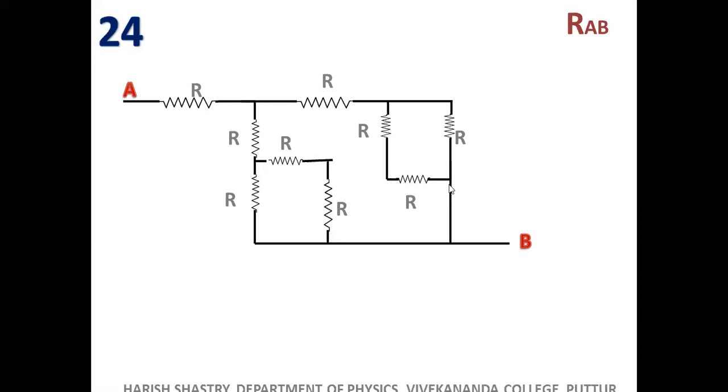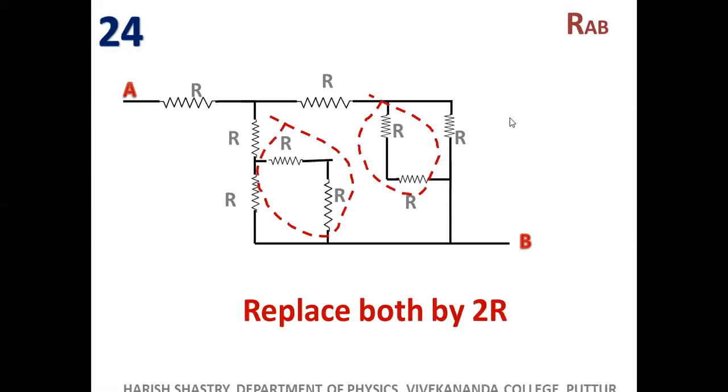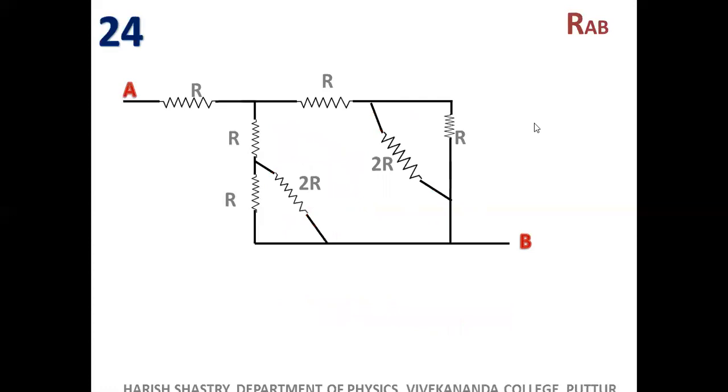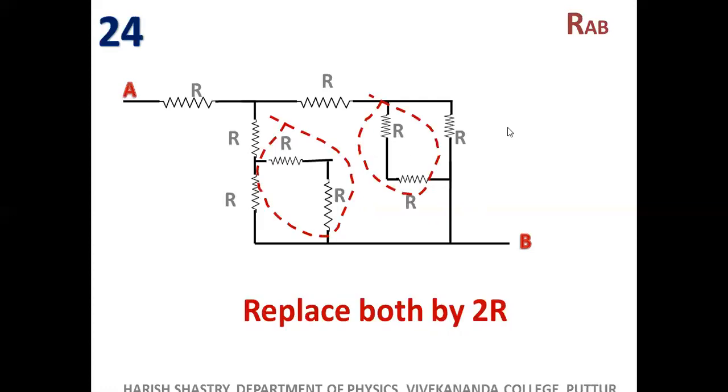R plus R, 2R. R plus R, 2R. These two are parallel to this. So shall we replace this? Replace both these resistors in series by 2Rs, and the one 2R should be connected here. Another 2R should be connected here. Yes. Is it so? Can you see this? That is the point where you can crack it. And no other resistors will help you to crack.